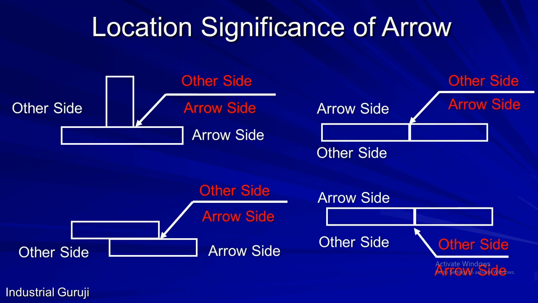Now we are going to see the significance of the arrow side and the other side. In this fillet weld, the symbol is drawn above the reference line if the weld is on the other side, and the symbol is drawn below the reference line if the weld is on the arrow side. Remember friends, this applies to all joint types. Like here, in case of butt joint, if you want to show the symbol, our principle remains the same: the symbol on the other side is shown above the reference line and the symbol on the arrow side is always shown below the reference line.